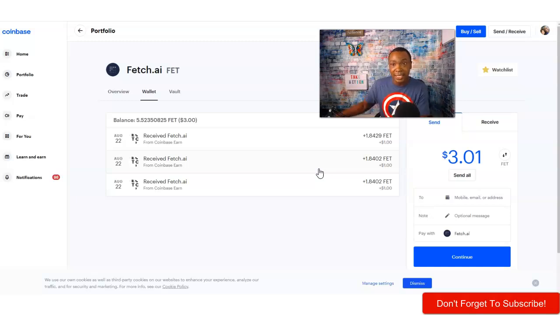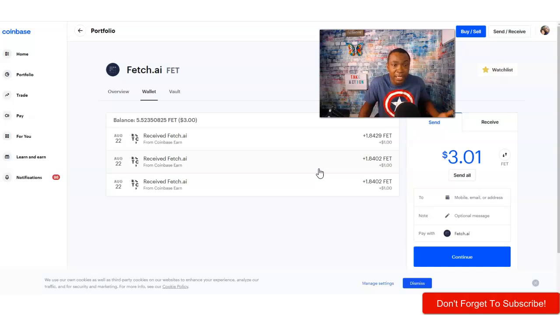Yes, I can send this to somebody. I can swap it out. I can cash this out. There are so many different things you can do. So for me, I'm just going to keep it in there for now. I'm going to continue taking more rewards. And then I'm going to decide what I'm going to do with all these rewards.